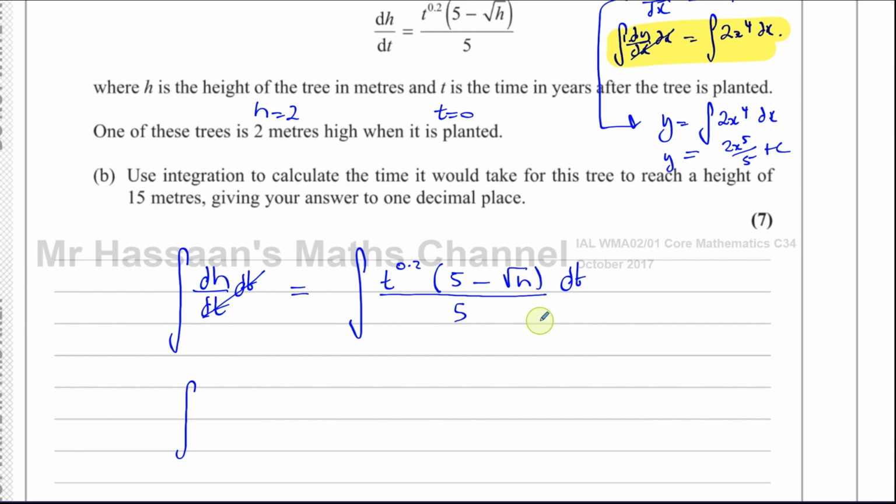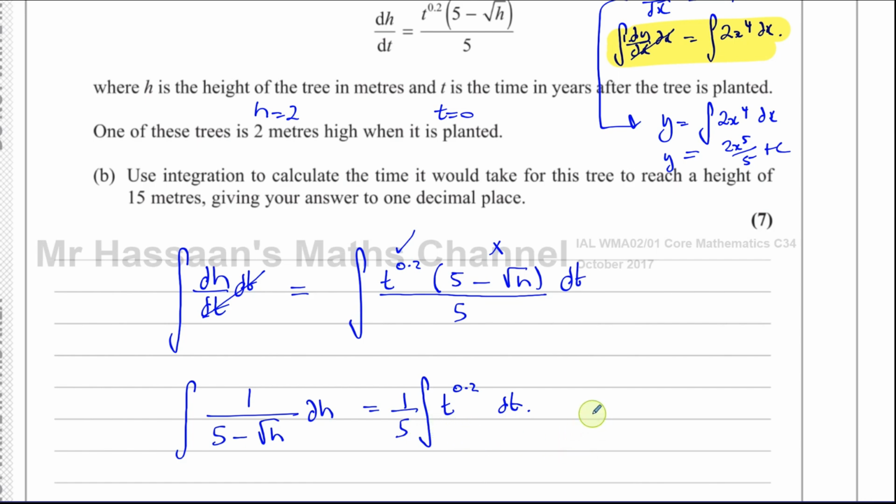So basically here, this 5 minus root h doesn't belong on this side. This is fine. This doesn't belong on this side. So it's like I have to divide both sides by this. So I end up with 1 over 5 minus the square root of h integrated with respect to h equals the integral of t to the power of 0.2 with respect to t. I can put the 1 over 5 outside if I want to. I could also write the 5 out here if I want to. I'll just leave it there, no problem.